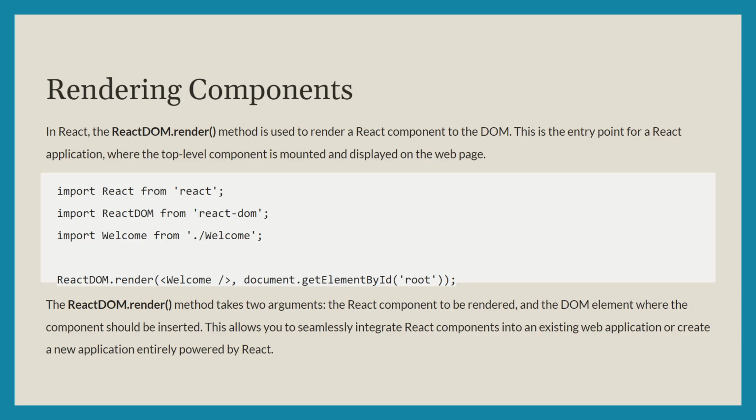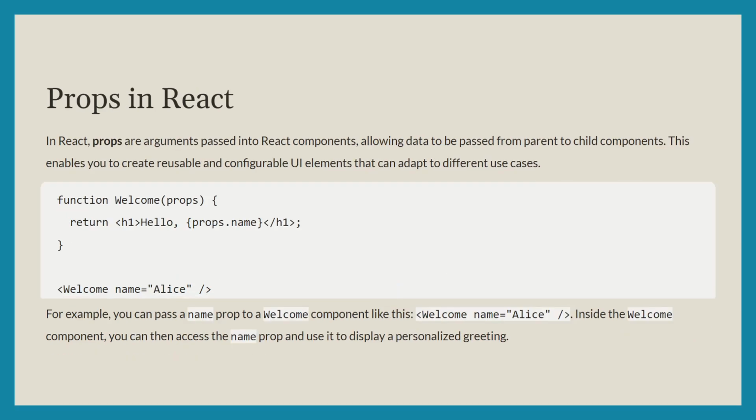The ReactDOM.render method takes two arguments: the React component to be rendered and the DOM element where the component should be inserted. This allows us to seamlessly integrate React components into an existing web application or to create a new application entirely powered by React. So now let's talk about props in React.